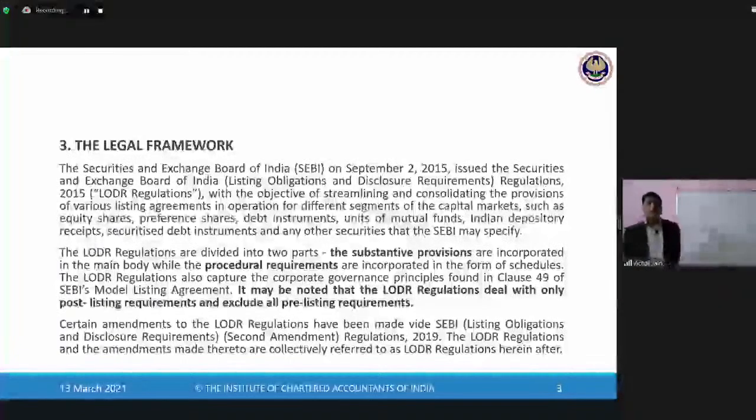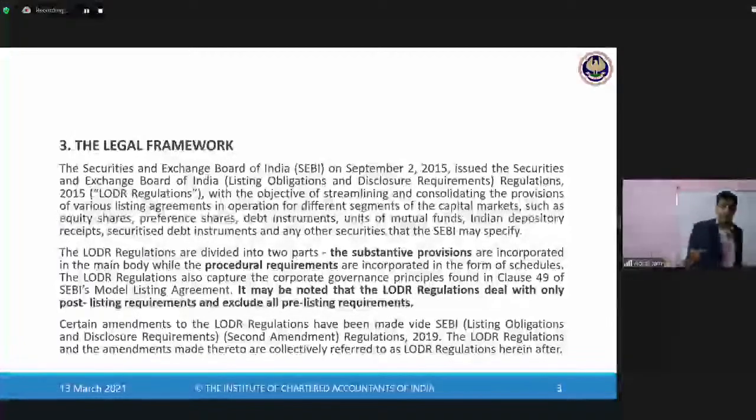We can say these are categorized in two parts. First is the substantive provisions. Second is the procedural requirements. Now we will have a discussion around all of these provisions in more detail.